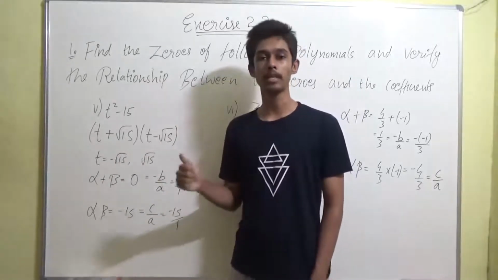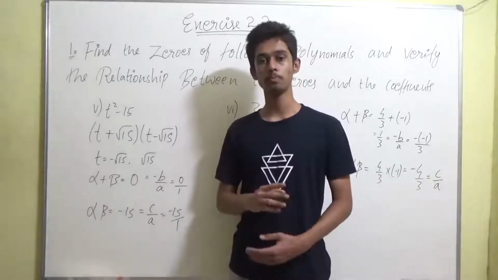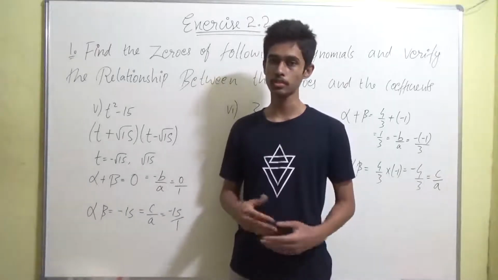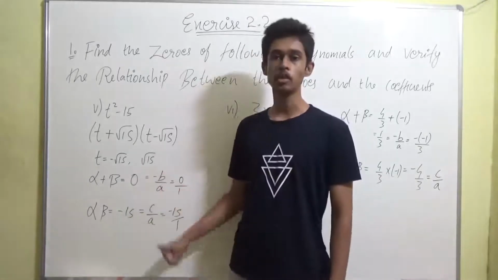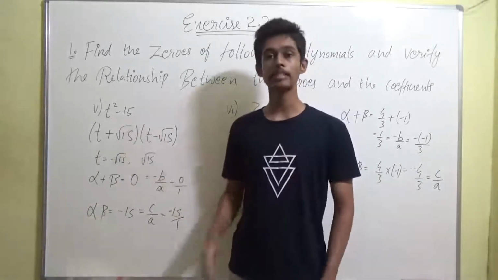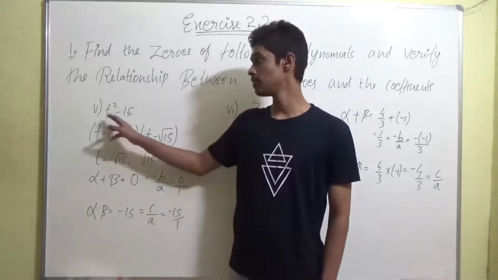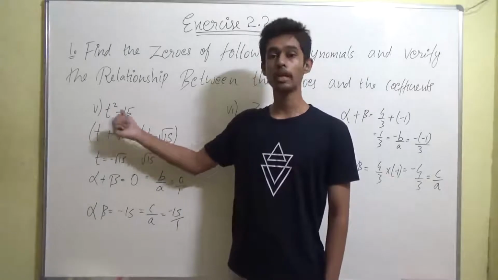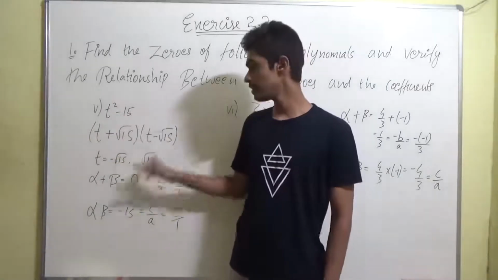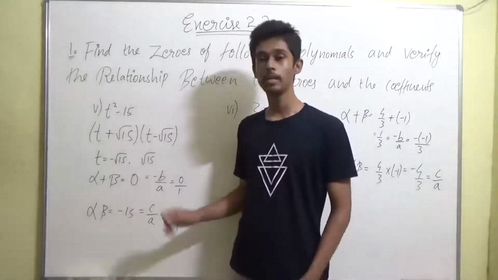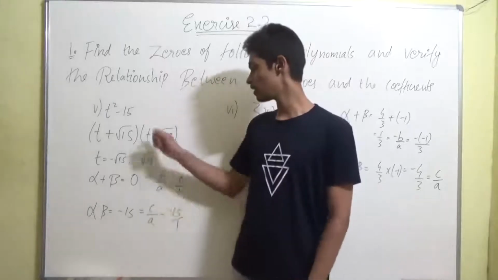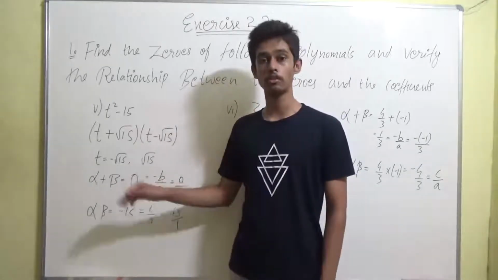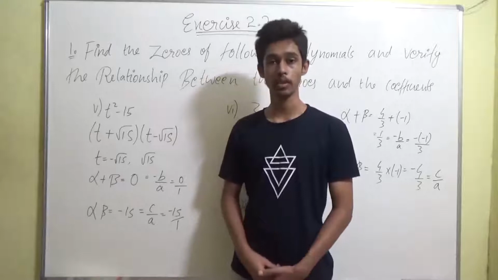So alpha plus beta in this case will give us 0, because minus root 15 plus root 15 is 0, which should be equal to minus b by a. In this equation there is no b term at all, guys. There is the coefficient of the a term, and then there is the c term, and there is no b term at all. So b is going to be 0, so 0 by 1 is also equal to 0, which is also equal to alpha plus beta, which means the relation is verified.